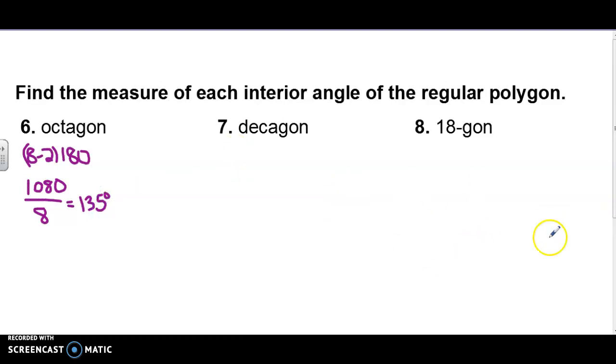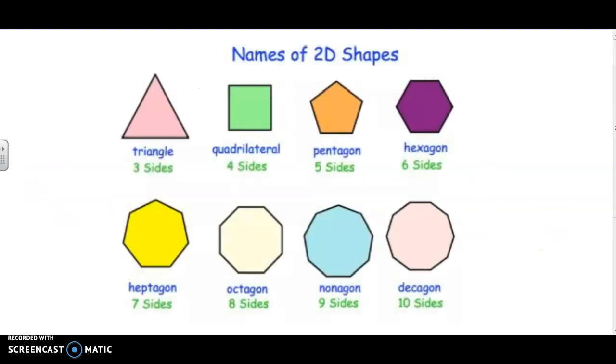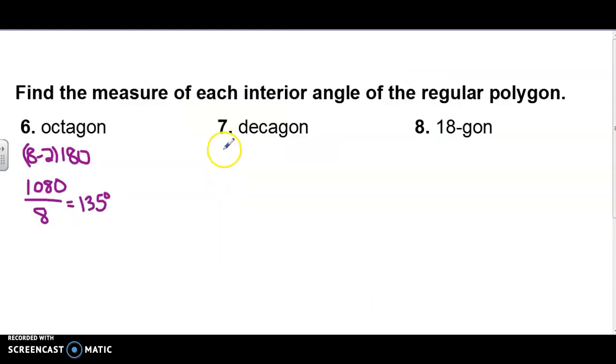A decagon, so that might be one that you're not sure about. So again, just refer back to here. Decagon, where's that? That would be 10 sides. So a decagon has 10 sides. So we're going to do 10 minus 2 times 180, which is 8 times 180, which is 1440.